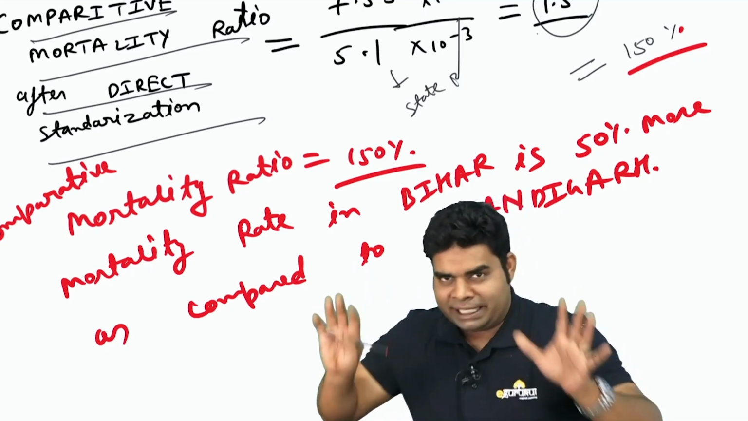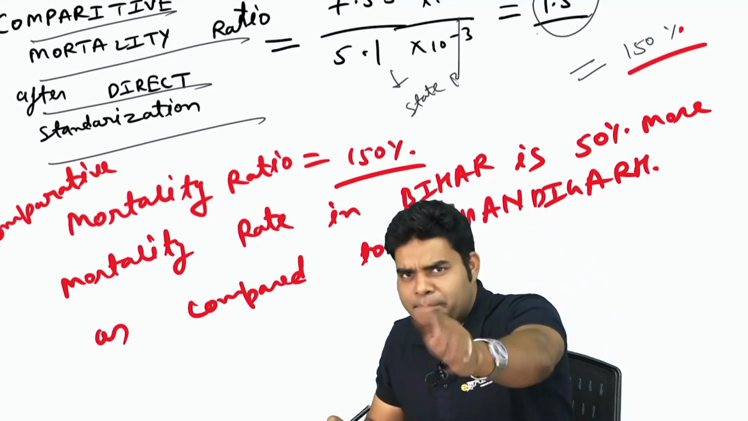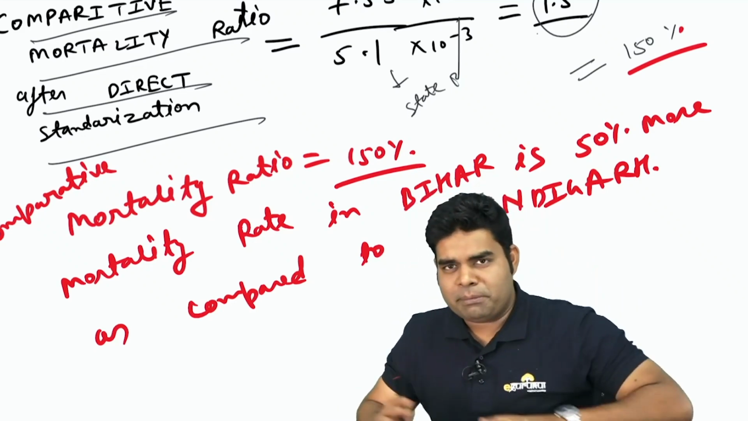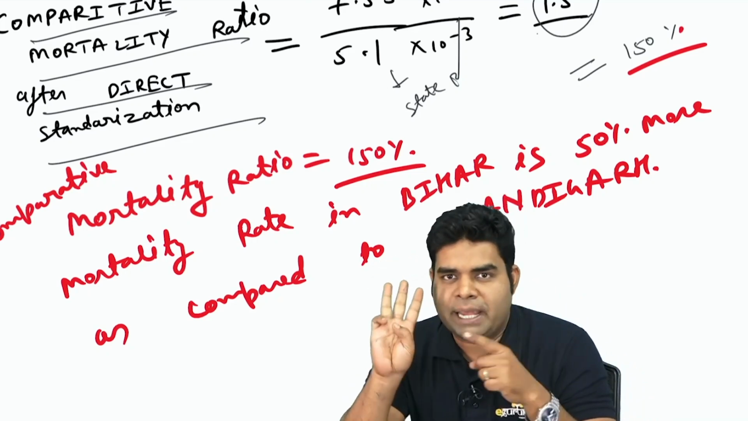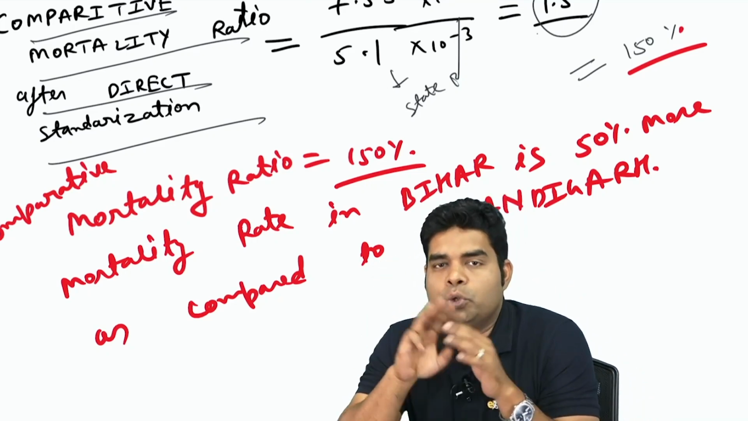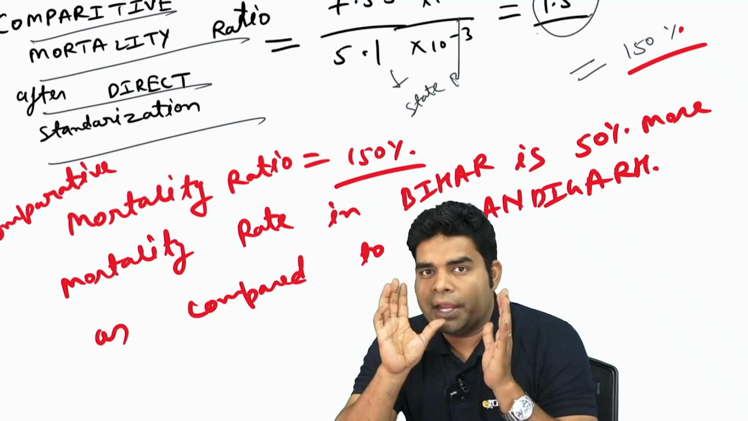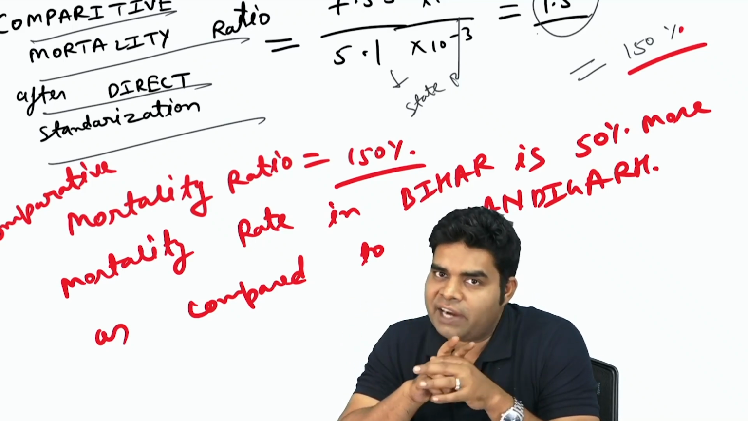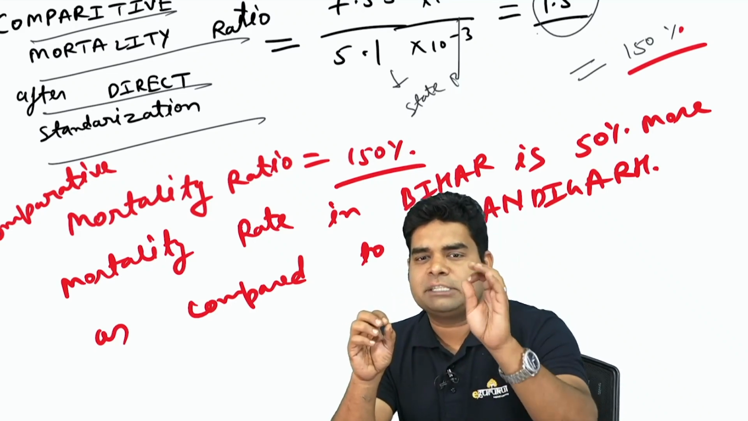I know this is a bit tough, so let me explain it with another simple example. But before going to that another example, let's just remember the 3 steps which we do for direct standardization. If we want to do direct standardization, we first try to find out the age specific death rate.